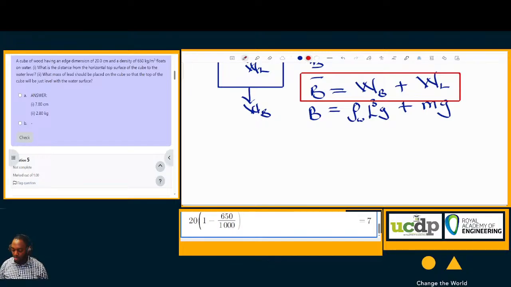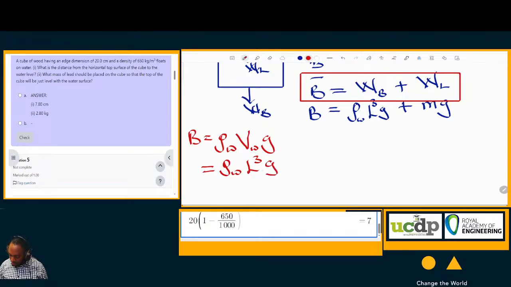Just imagine. Now you know how to calculate your buoyancy. We did calculate it earlier on. And now your buoyancy will be the density of the water times the volume of the water displaced times G. B equals the density of the water times the volume of the water times G. And in this case, the volume of the water displaced would be L cubed, so times G, isn't it?